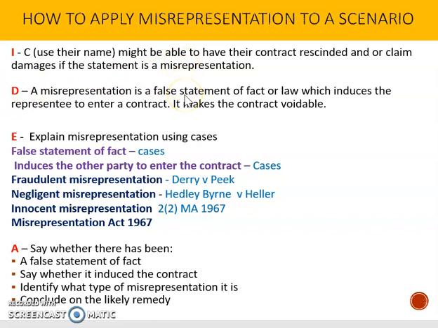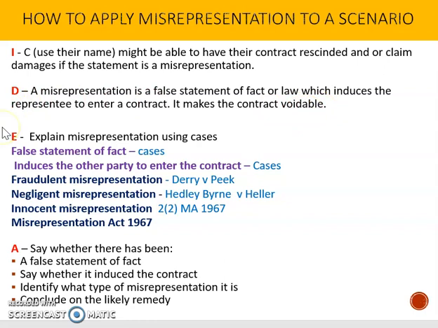So it's a false statement of fact or law which induces the representee to enter a contract, and it makes the contract voidable, meaning that the contract still stands until challenged, until rescinded. So if Liam wanted to keep the cake shop anyway, even though he's discovered she's lied about how much it turns over, he can do, but it is voidable.